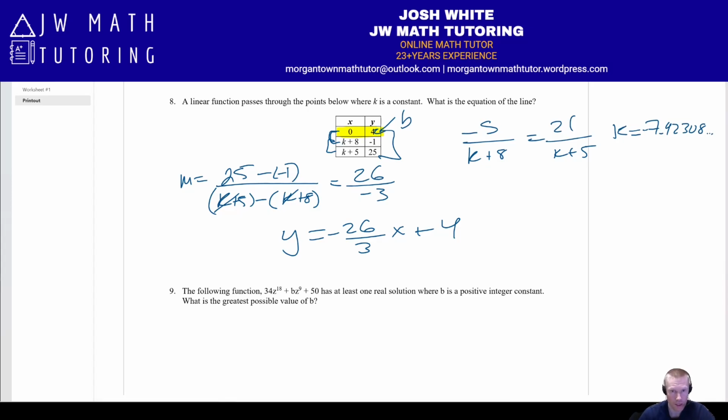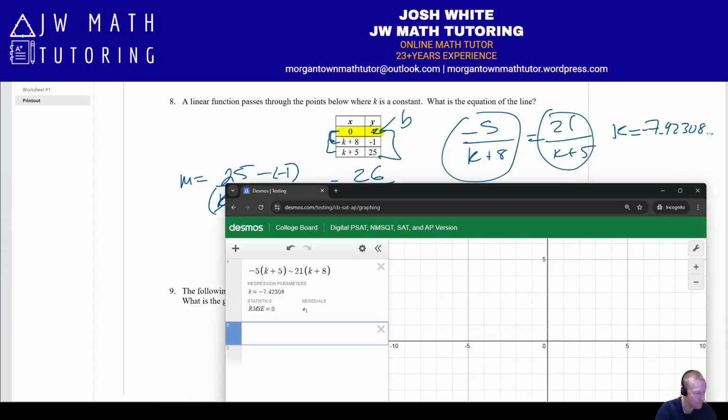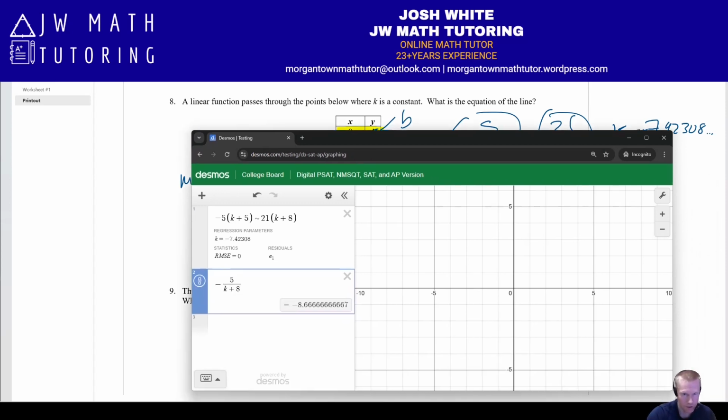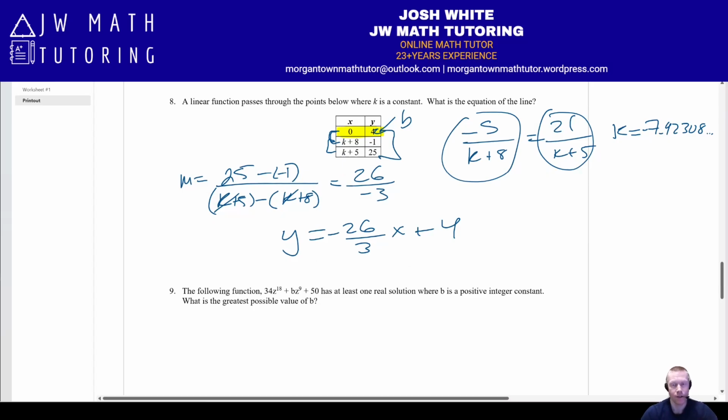Then what you could do is take either one of these expressions and figure out the slope, and then just plug that in along with the y-intercept, which you already have. So what I mean by that is, if I just do negative 5 over k plus 8, that's my slope. Again, negative 8 point something, or negative 26 thirds. Okay, that matches.